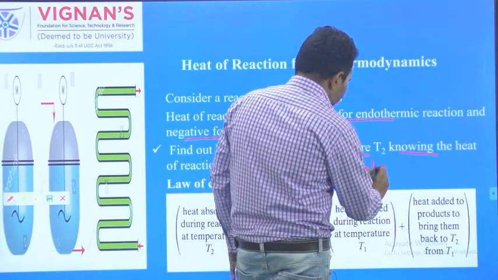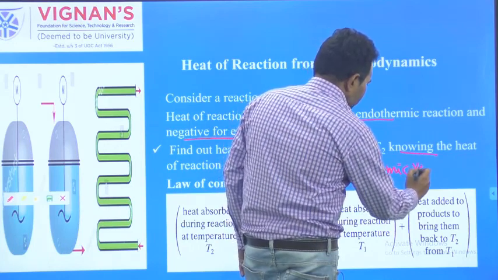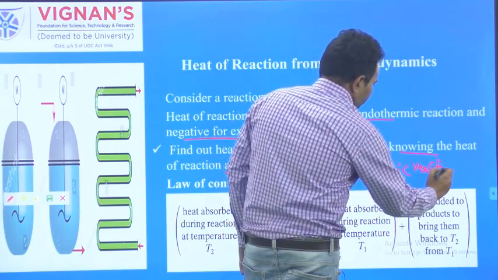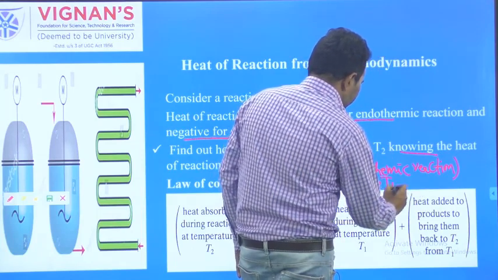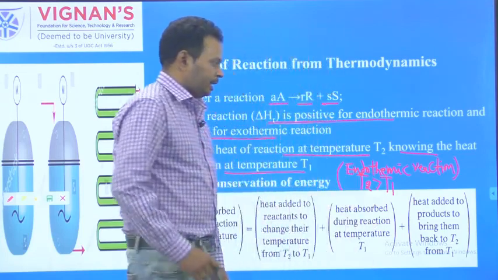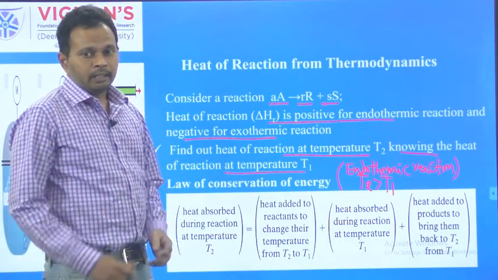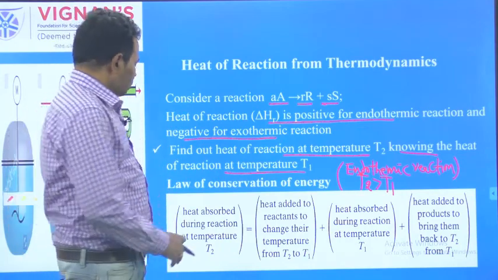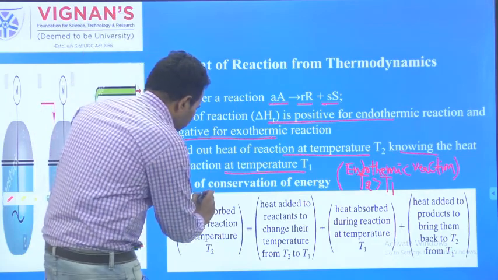This always requires heat. Assumption: consider the endothermic reaction and also assume the reaction temperature T2 is greater than T1. So, the heat of reaction required at temperature T2, assume that the reference temperature T1 is lesser when compared to T2. So, the heat absorbed during the reaction at temperature T2, that is what we call del HR2.